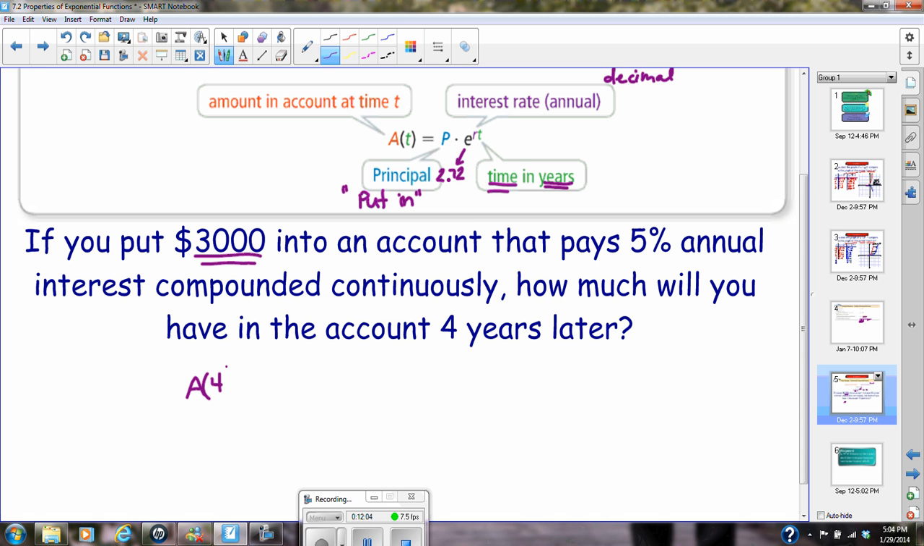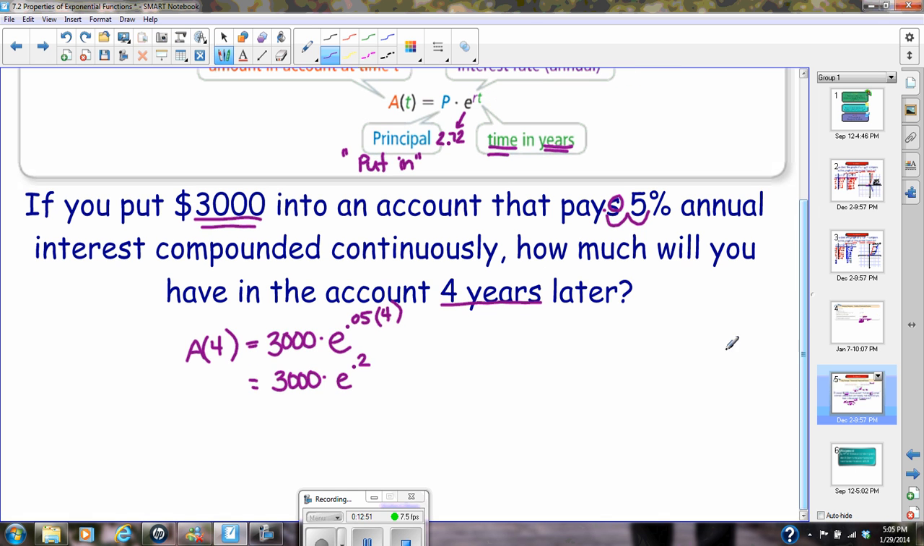So I'm going to go A of 4, the amount after 4 years, is what you put in times e, and I'm just going to leave it e for now. r is your interest rate. If we have 5% interest rate, we're going to change that to a decimal by moving that decimal place back 2. So we're going to do 0.05, and then times t, which is your time in years. They said 4 years later, so we're going to put 4 in here. Now you'll clean this up a little bit before you grab your calculator. You're going to do 3,000 times e to the, when I multiply these two, I get 0.2.